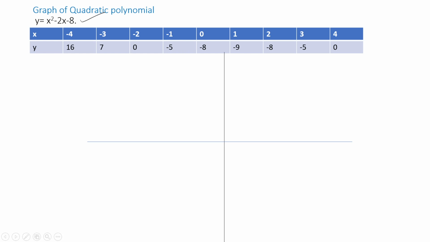So how will the graph of the quadratic be? This is of the form y is equal to ax square plus bx plus c. So this we are going to represent graphically. I have taken some random values, and here itself you can see what the zeros of the polynomial are, 4 and minus 2. But to demonstrate, we will draw the graph.